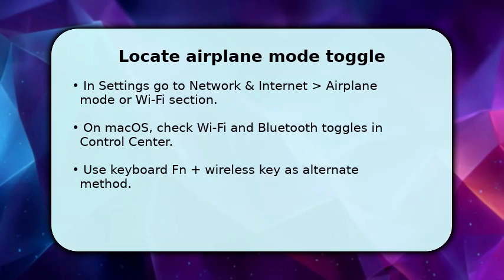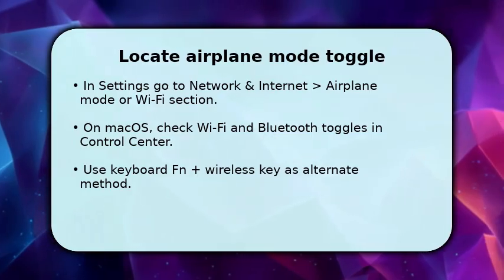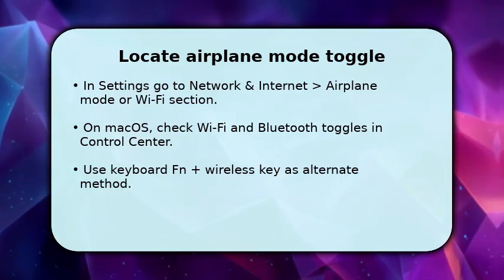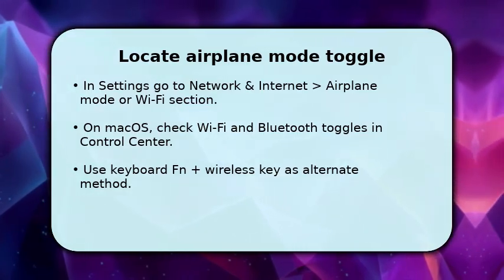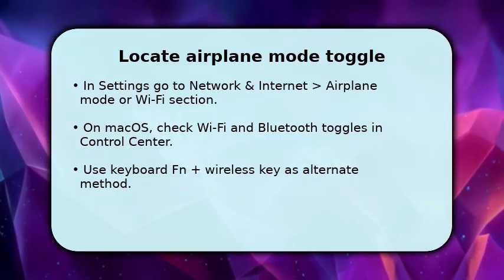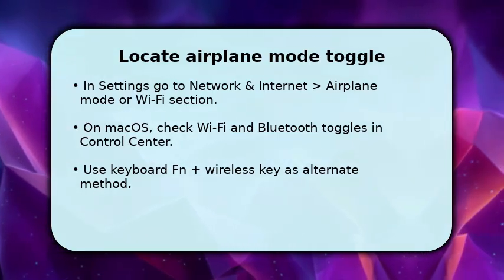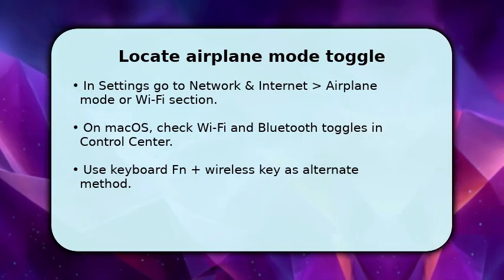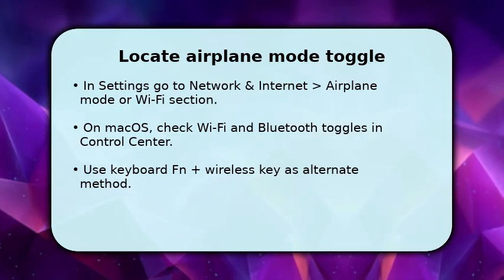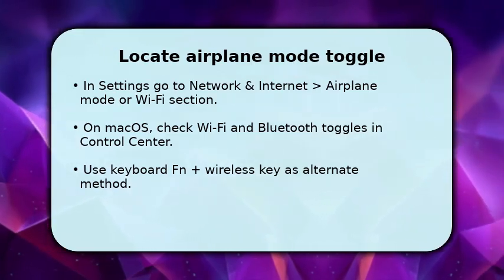Once you're in network settings, find the airplane mode panel and look for a clear toggle labeled airplane mode or flight mode. It may be grouped with Wi-Fi and Bluetooth options. If the toggle is off but radios remain disabled, make sure individual Wi-Fi and Bluetooth switches are enabled. For many laptops, an FN key combined with a wireless symbol can also toggle radios. Try that if you prefer a physical shortcut.